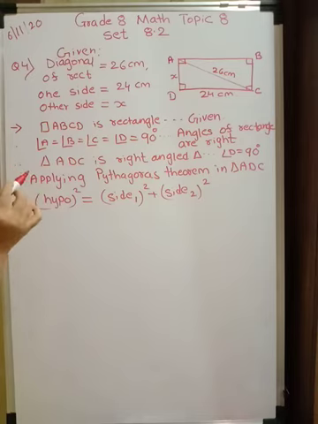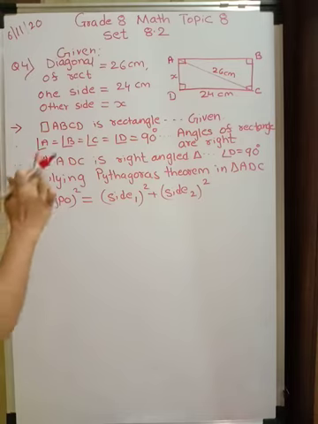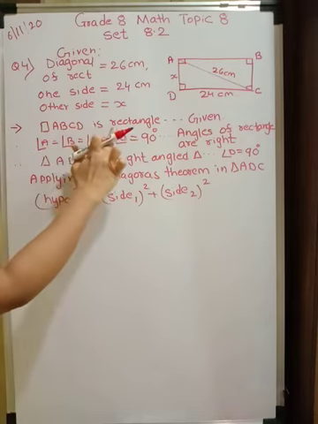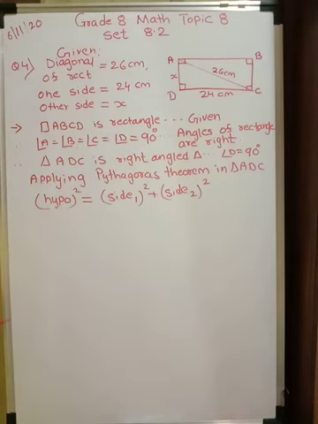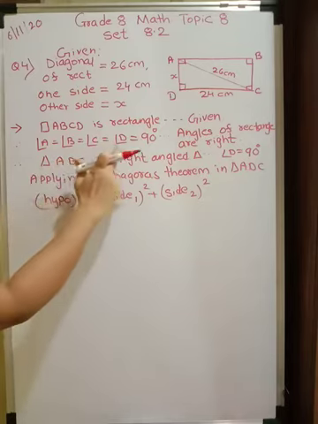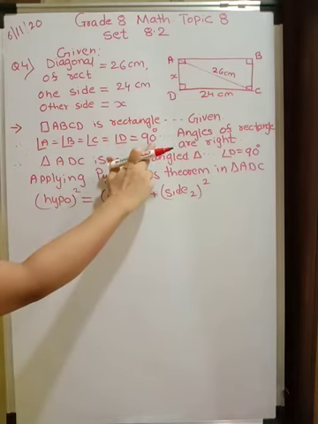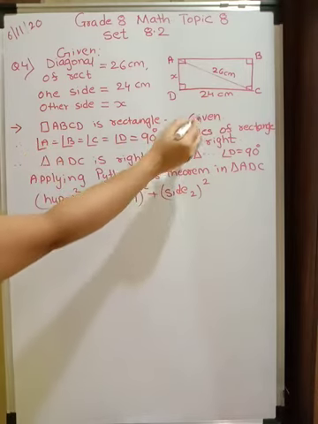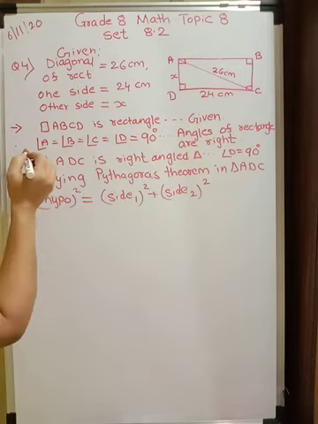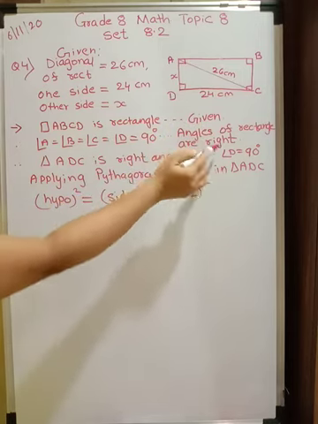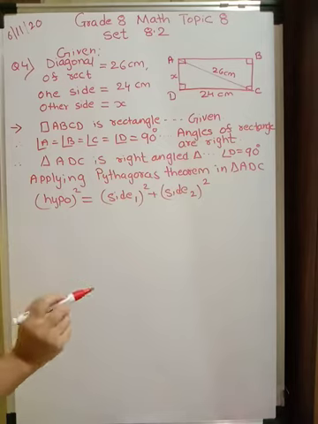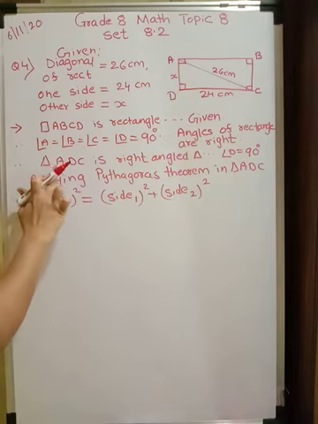Now just see how to find the other side. Quadrilateral ABCD is a rectangle, already given. Therefore, what is the property of a rectangle? All the angles of a rectangle are of 90 degrees. So angle A, B, C, D all are equal, and they are equal to 90 degrees. Reason, what I have written? These are the reasons for your statement. Angles of a rectangle are right. Right means 90 degrees.